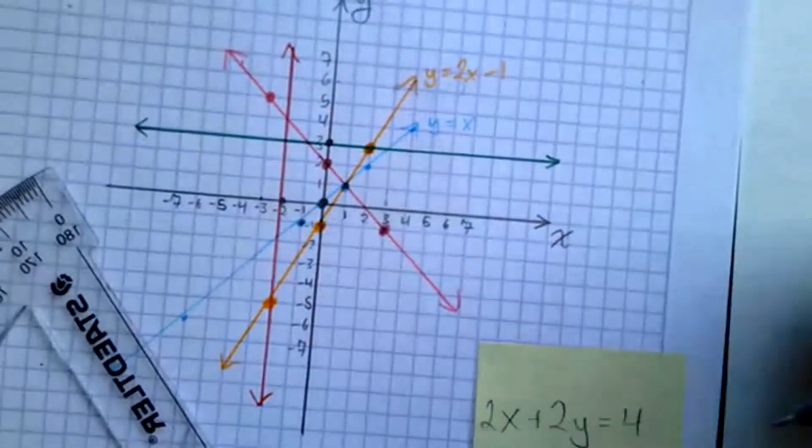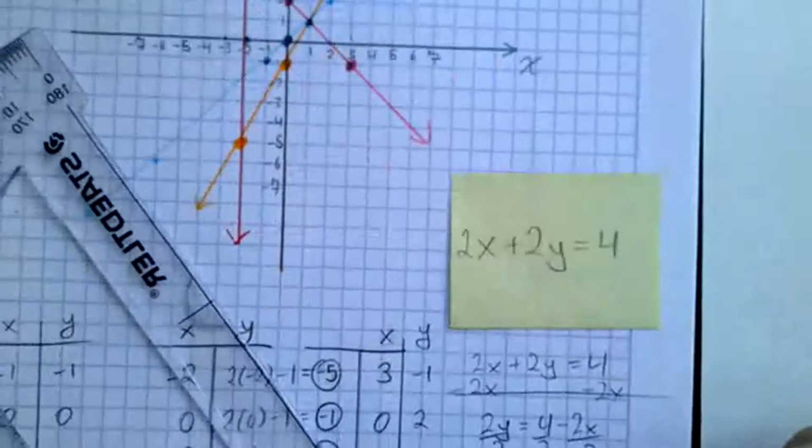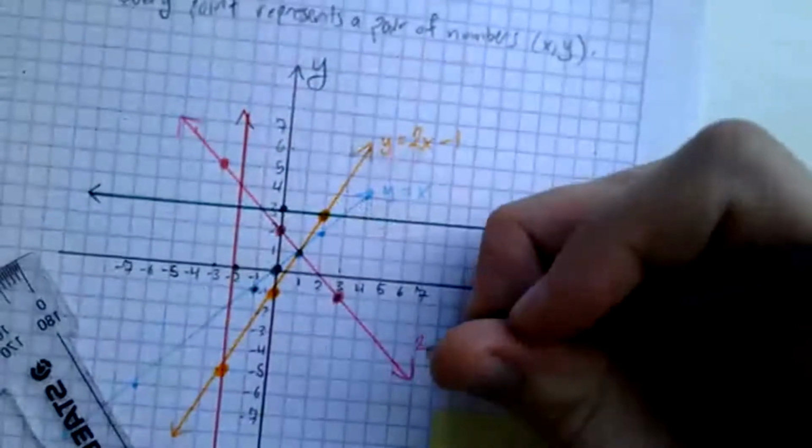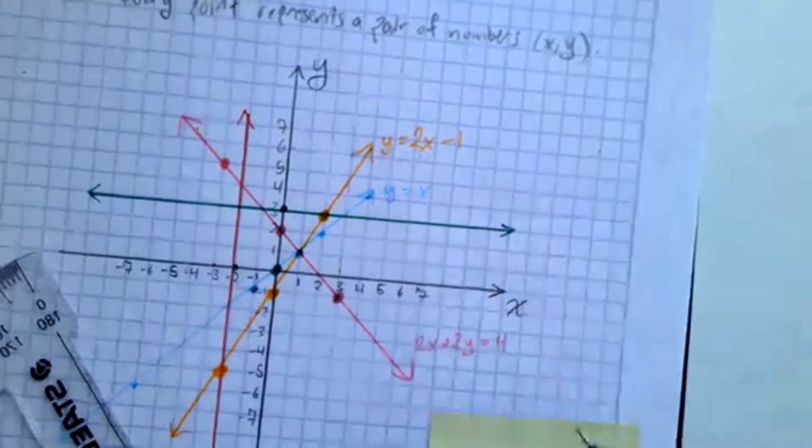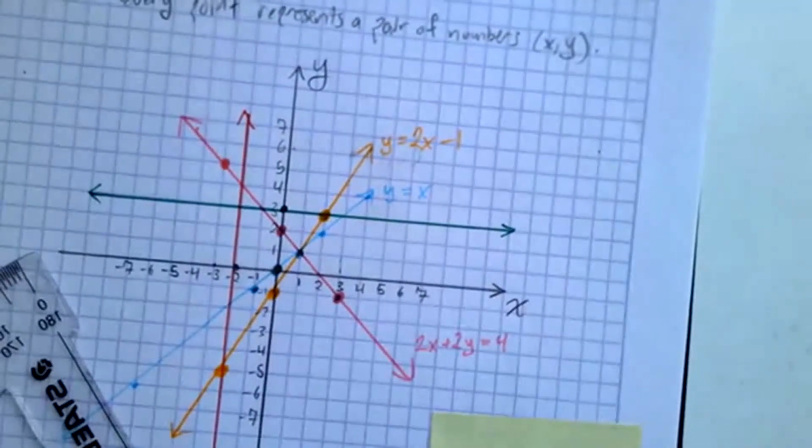Now you can write 2x plus 2y equals 4, or you can write the simplified version of the equation. But just for simplicity's sake, so we can attach it to the right problem, 2x plus 2y equals 4 is the label I'll give to that line.